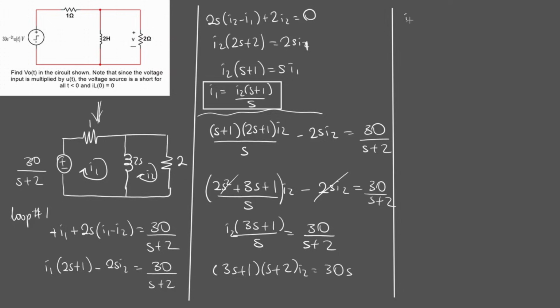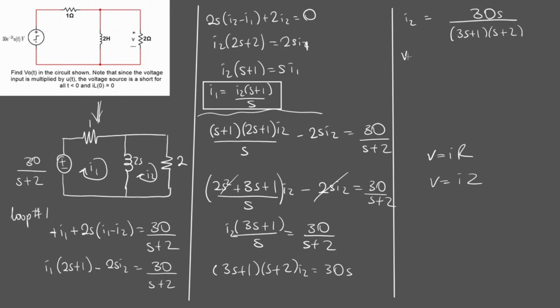So I2 is going to equal 30 all over (3s plus 1)(s plus 2). But we're not looking for current, we are looking for voltage. And recall that from Ohm's law, V is IR, same as IZ with complex impedance. So our current is this and our Z is 2.